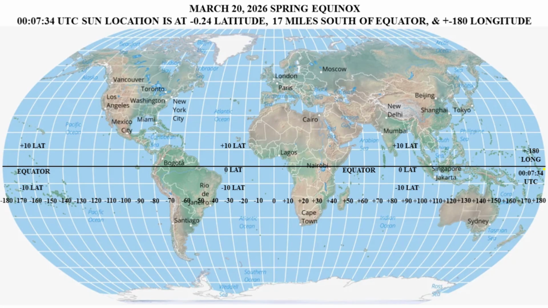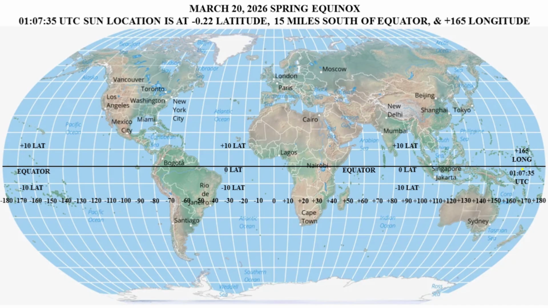00:07:34 UTC. Sun location is at minus 0.24 latitude, 17 miles south of the equator, and at plus and minus 180 degrees longitude. 01:07:35 UTC. Sun location is at minus 0.22 latitude, 15 miles south of the equator, and at plus 165 longitude. 02:07:33 UTC. Sun location is at minus 0.21 latitude, 14 miles south of the equator, and at plus 150 longitude. 03:07:33 UTC. Sun location is at minus 0.19 latitude, 13 miles south of the equator, and at plus 135 longitude.